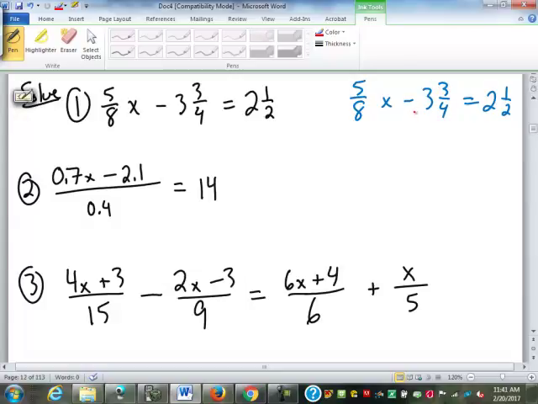So the first thing we'll have to do is add the 3 3/4. So that would be gone. Adding 3 3/4 over here, 2.5 plus 3 3/4 is going to give us 6 1/4. So we now have 5/8 x equals 6 1/4. And then our final step to solve this would be to do what?